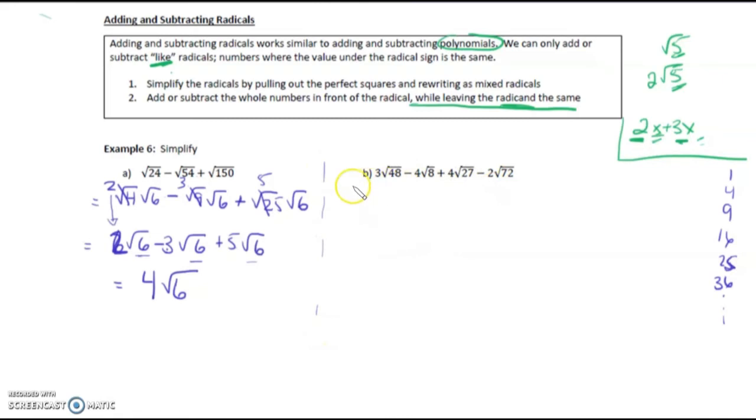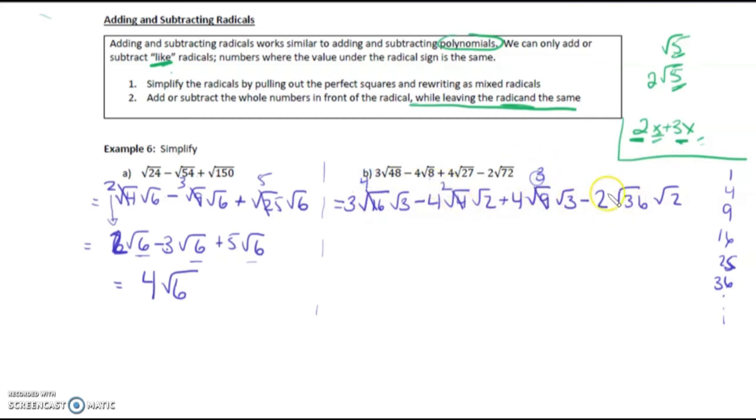Now let's break these ones down. Root 48, we carry down the 3, and we break down root 48 into root 16 and root 3. Minus root 8 breaks down into 4 and 2, so copy the negative 4 and then root 4 root 2. Plus 4 root 27 will break down into root 9 root 3. And then minus 2 root 72 breaks down to root 36 root 2. In this line, 16 goes to a 4, 4 goes to a 2, root 9 goes to a 3, root 36 goes to a 6. So let's simplify. 3 times 4 is 12, and keep the root 3. 4 times 2 is 8, and keep the 2. 4 times 3 is 12, and keep the 3. 2 times 6 is 12, keep the 2.